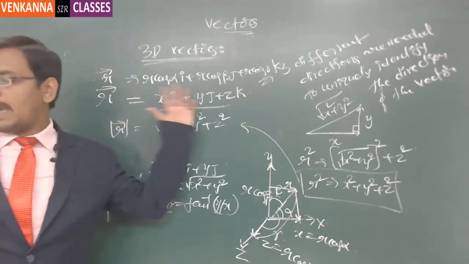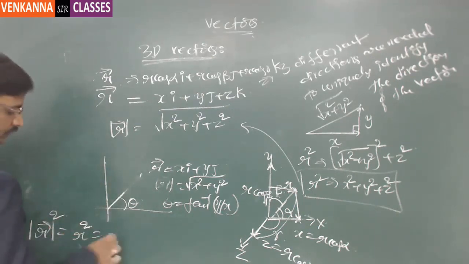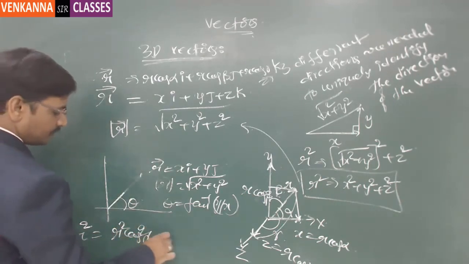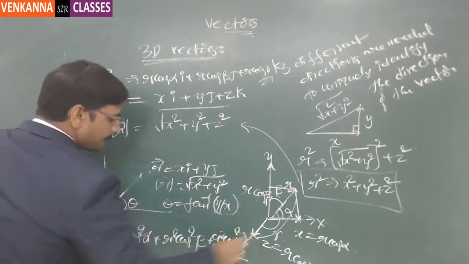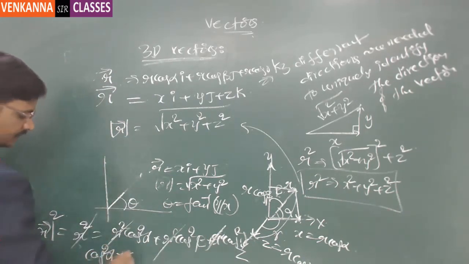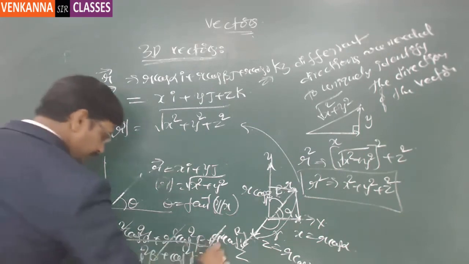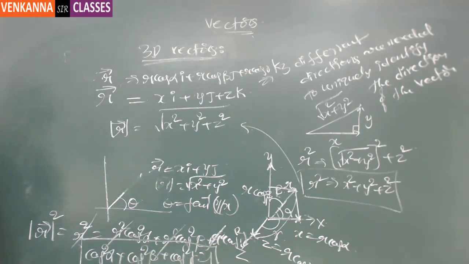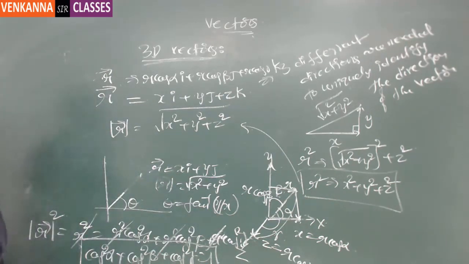Now, if you want to find out the magnitude of this, that is mod r, so mod r whole square is equal to r square, which is nothing but r square cos square alpha plus r square cos square beta plus r square cos square gamma. Now the r squares will cancel out, and cos square alpha plus cos square beta plus cos square gamma is equal to 1. This is one of the famous relations: cos square alpha plus cos square beta plus cos square gamma equal to 1. So this is in case of 3D vectors. Got it? Yeah, you can note down this.